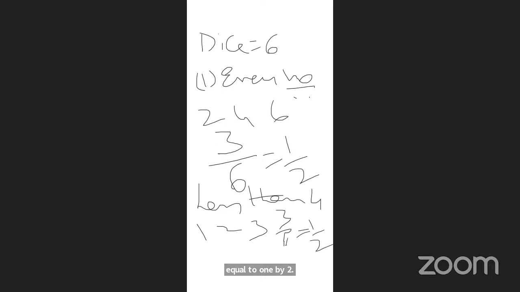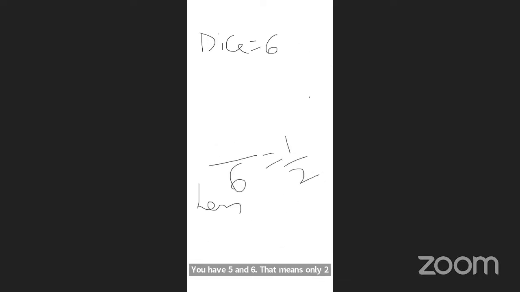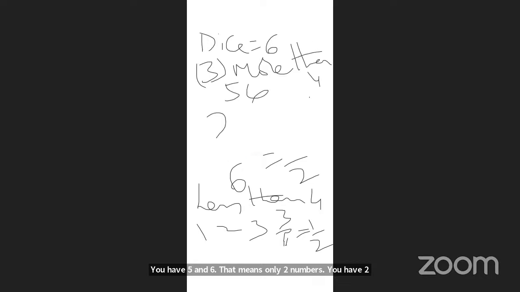Right. The next question says more than 4. This is the third question. More than 4 means you have only 5 and 6, no? That means only 2 numbers you have. 2 divided by 6, which is 1 by 3.